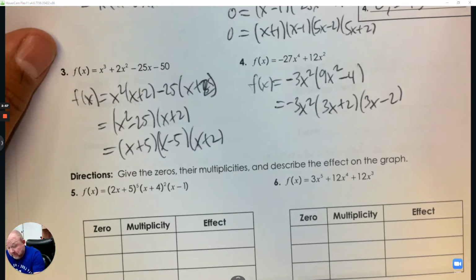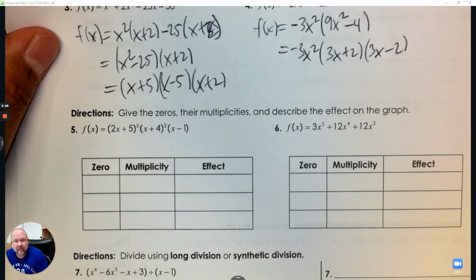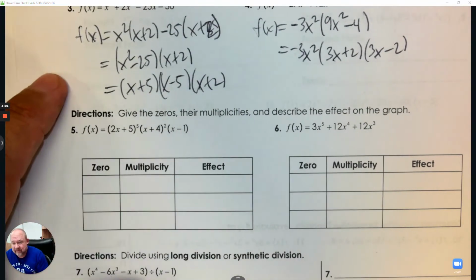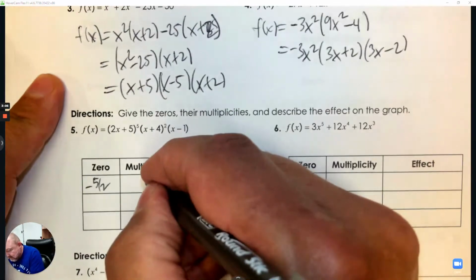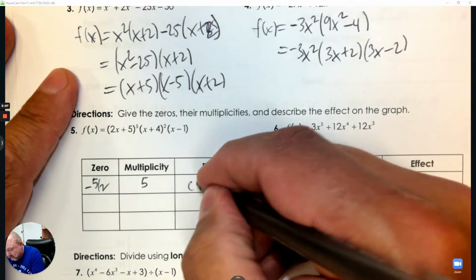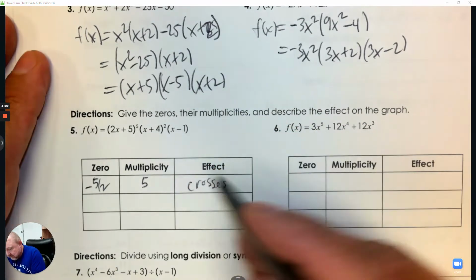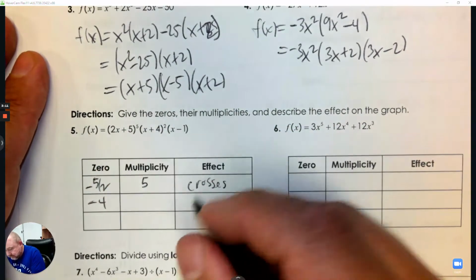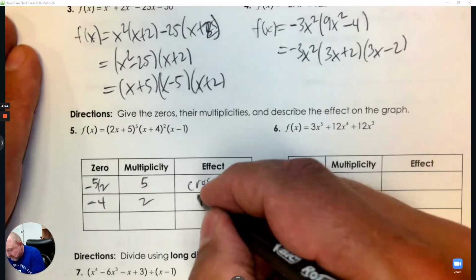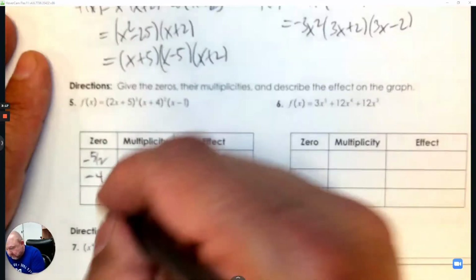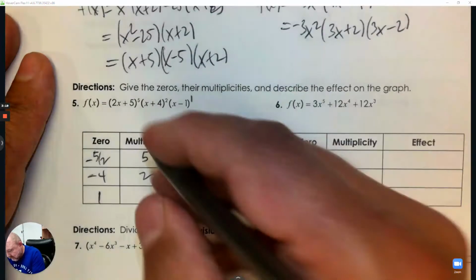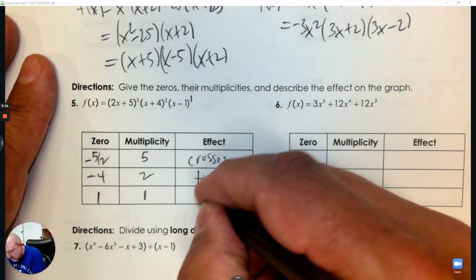Number 5, good news, it's already factored. Well, at least one of them is. So this is -5/2. The exponent is 5, which means it's odd, which means it crosses the x-axis. The next one is -4. It has an even exponent, so it touches. And the last one's +1. You don't see it, but the multiplicity is 1, which means it crosses.